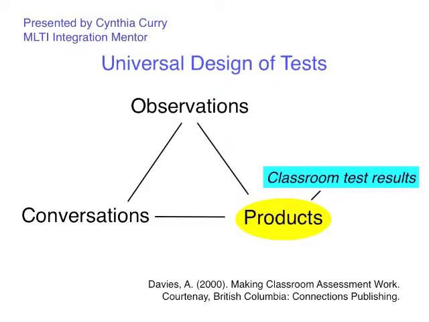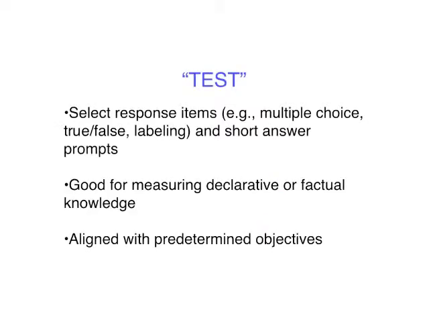Classroom test results can be a source of products in Ann Davies' triangulation of evidence of student learning. Combined with evidence from observations and conversations, test results can inform next steps for instruction. For this presentation, a test is defined as a series of select response items, such as multiple choice, true, false, and labeling of figures, as well as short answer prompts. Tests are good for measuring declarative or factual knowledge of predetermined objectives.